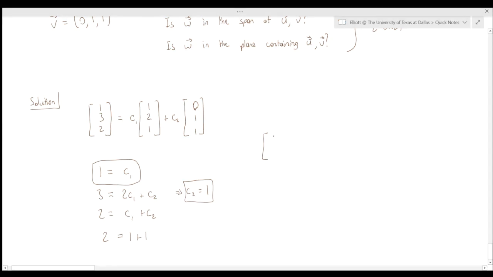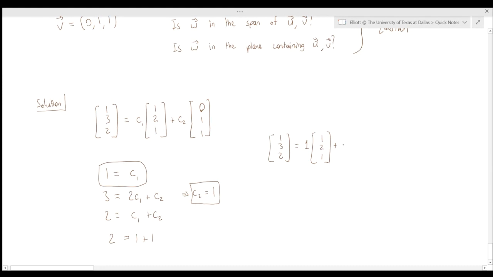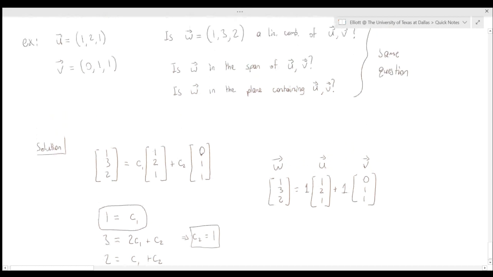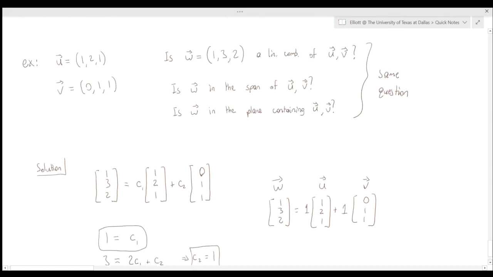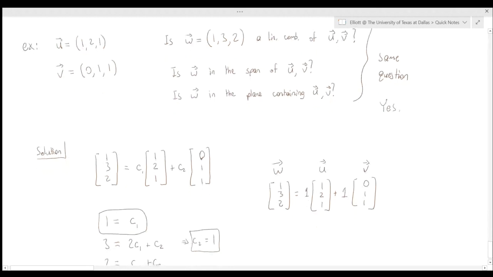And therefore, we see that the vector W was equal to 1 times U. So plugging in 1 for C1, plugging in 1 for C2, so plus 1 times the vector V. So because we found a solution to the system of equations, that means that W is a linear combination of U and V. And so the answer to all of these questions would be yes, all right?